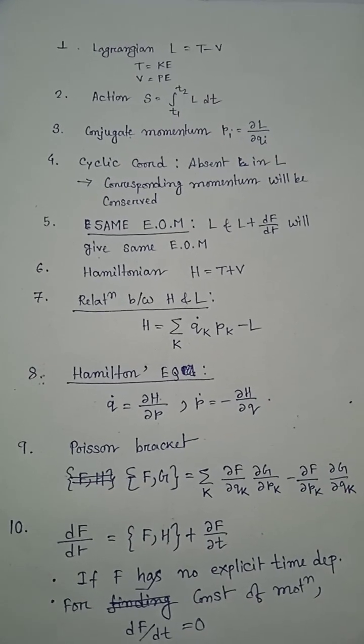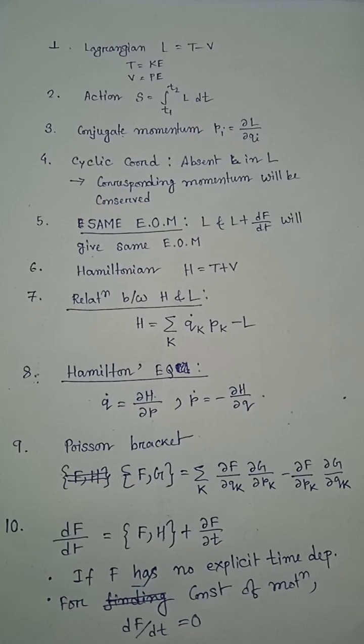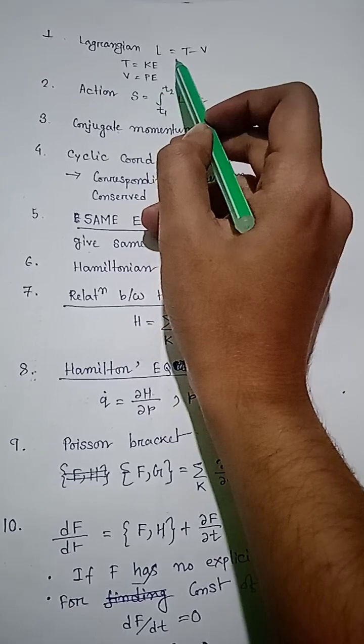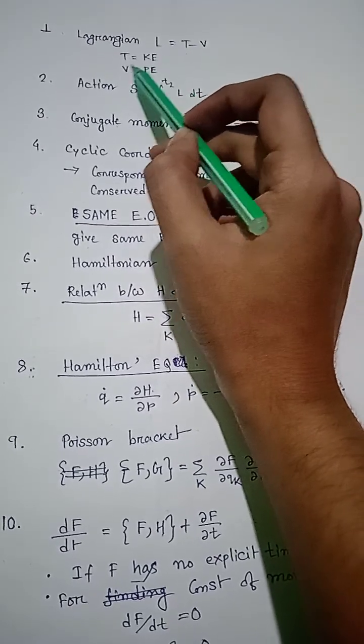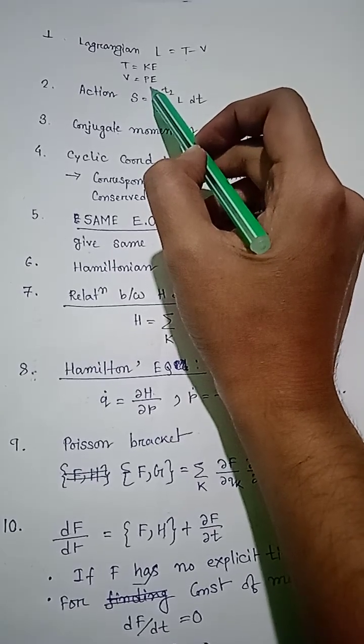Today I want to discuss some classical mechanics formulae. Let's start it. Lagrangian. Lagrangian is the difference of kinetic energy and potential energy. T represents kinetic energy, V represents potential energy.